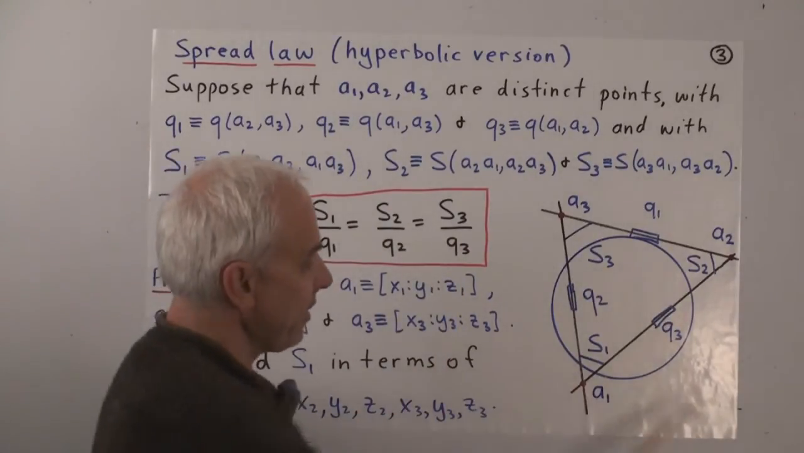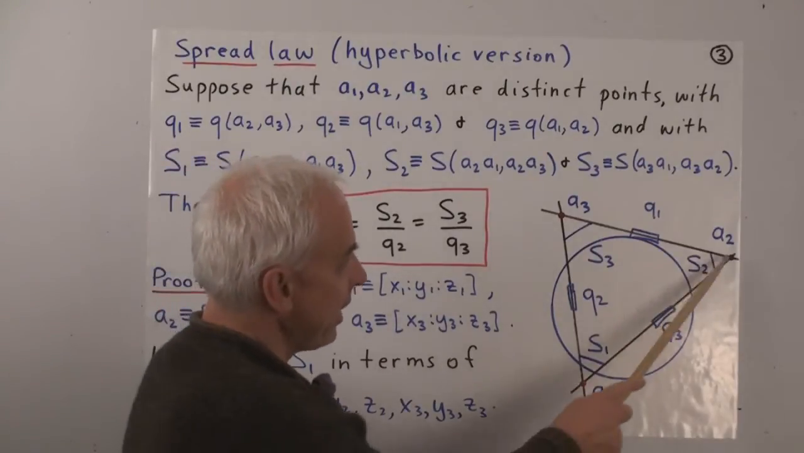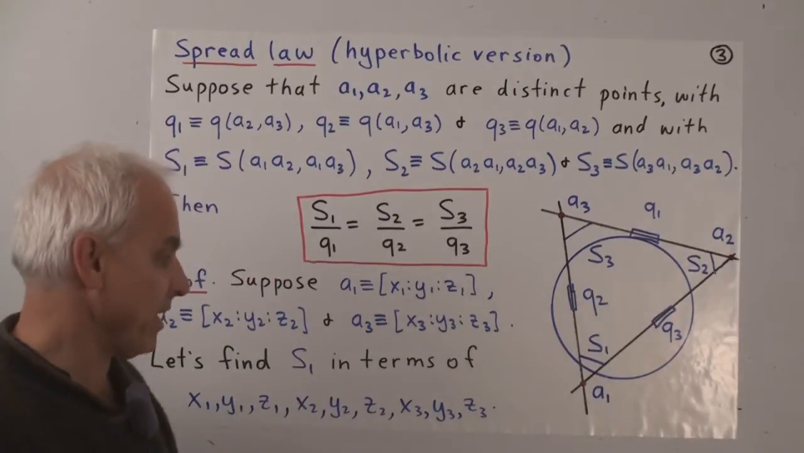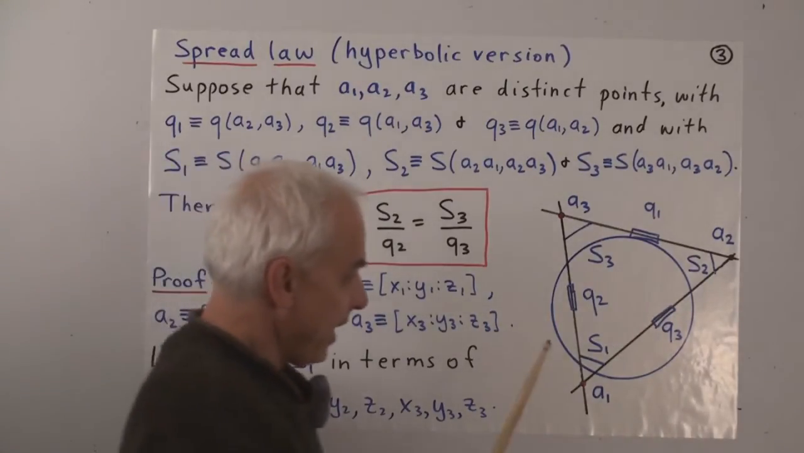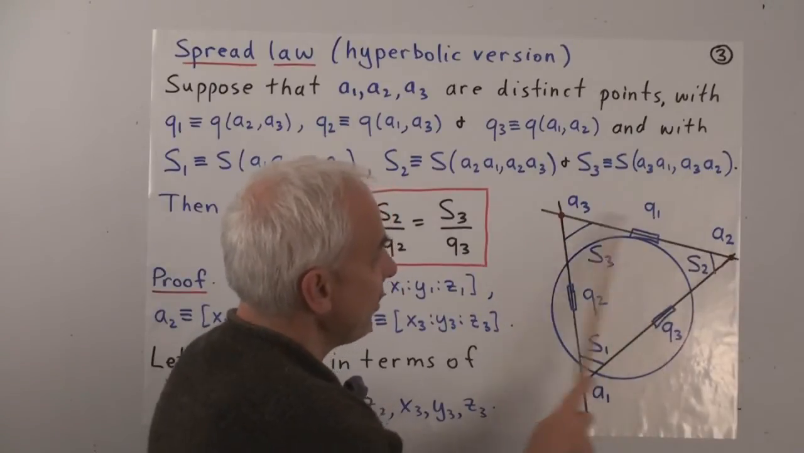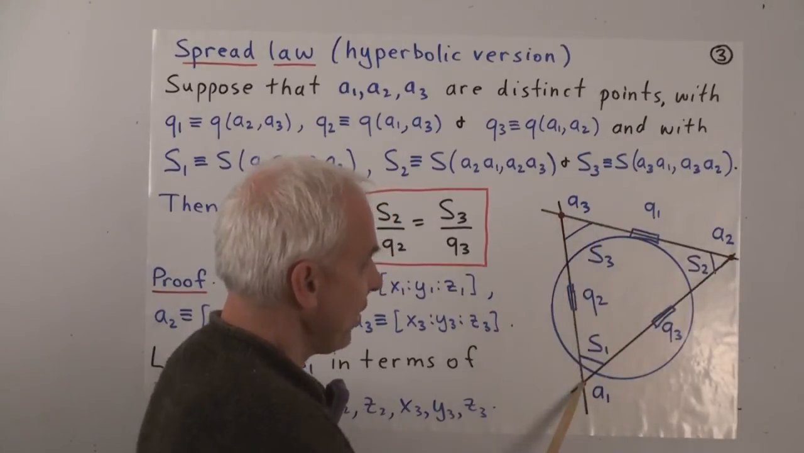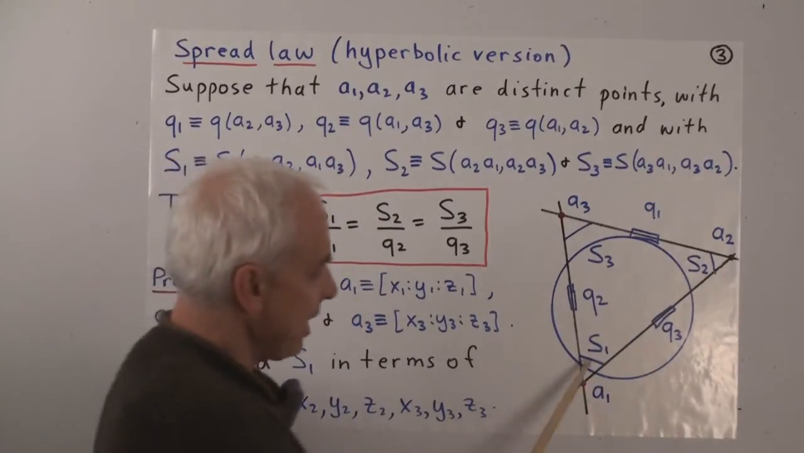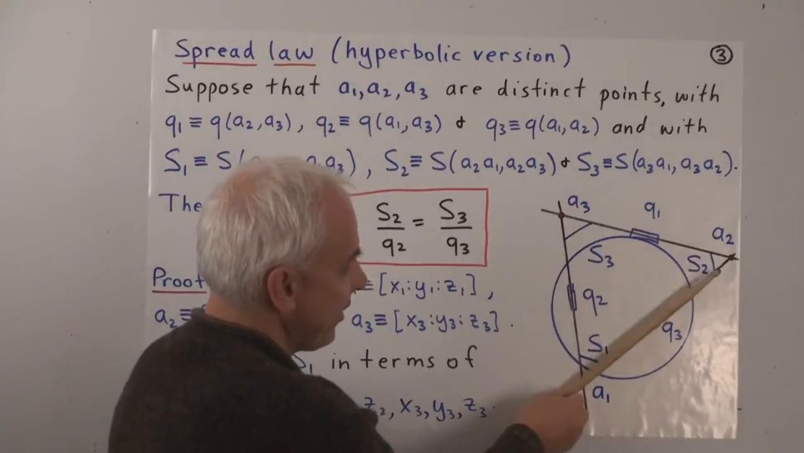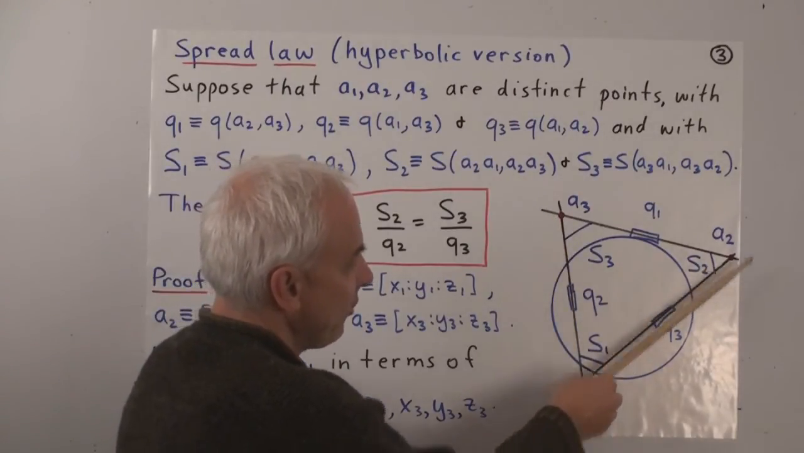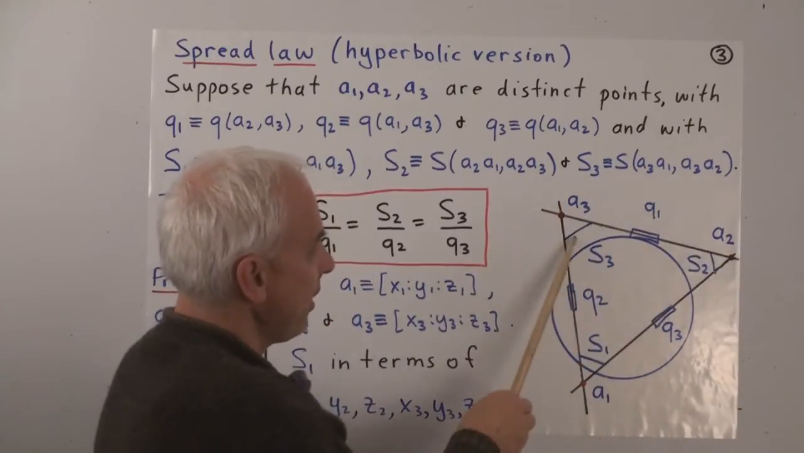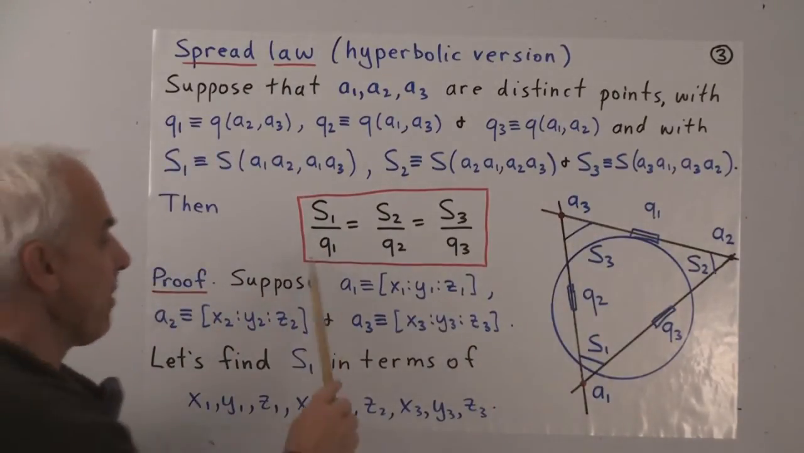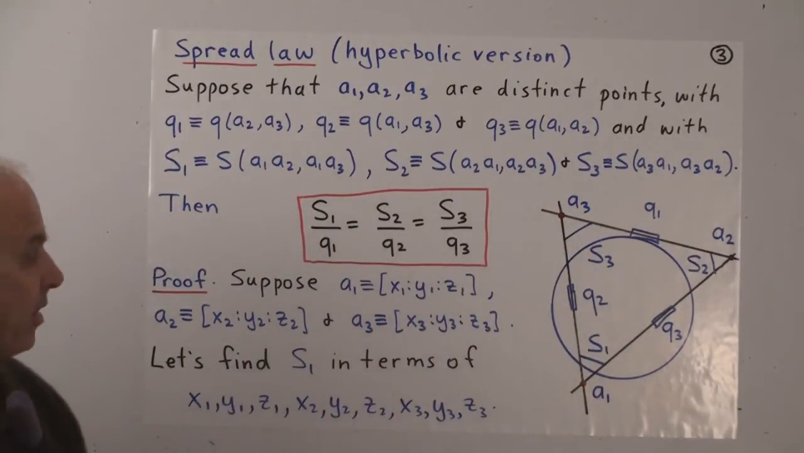And here's our notation for that. We have three points, A1, A2, A3. I've put them outside our null circle for once, but they can be anywhere they want. Then the quadrances are Q1 right there between A2 and A3, Q2 between A1 and A3, and Q3 between A1 and A2. And the spreads, S1 is the spread between this line and this line. S2 is the spread between this line and this line. And S3 there, the spread between this line and this line. And those six numbers are related by this law.